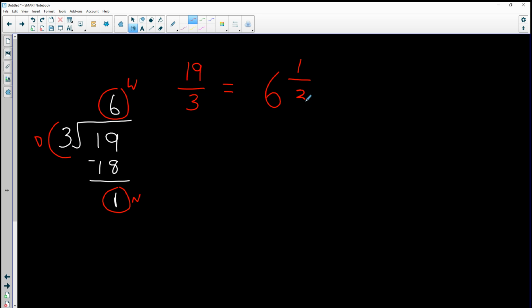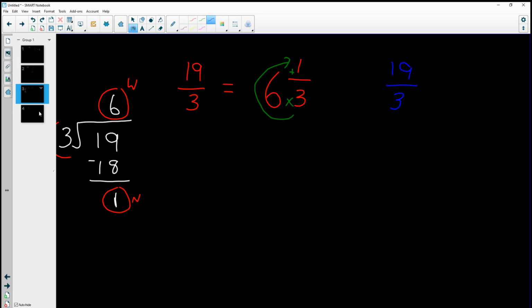Now, how could we do a quick check is just to reverse those steps to make sure that we've done this correctly. Okay, so in the previous video, we learned how to change a mixed number into an improper fraction, right? So we do W times D plus N. So we could really quickly say, well, 6, the whole number, times 3, the denominator, is 18, plus 1 would leave us with 19 over the original denominator, which is 3. So we have, in fact, converted this correctly.